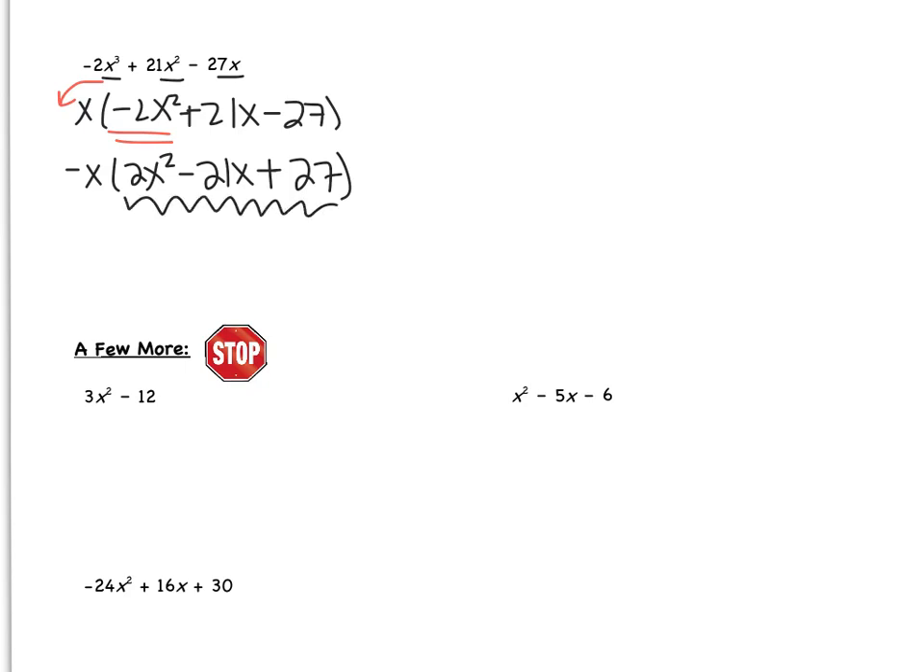This is where our splitting the middle comes in. So again, we're going to multiply the first number and the last number. We get 54. We are looking for two numbers that multiply to 54, but that add to negative 21. So what I want you to do right now is pause the video, come up with those two numbers, and see how far you can get.